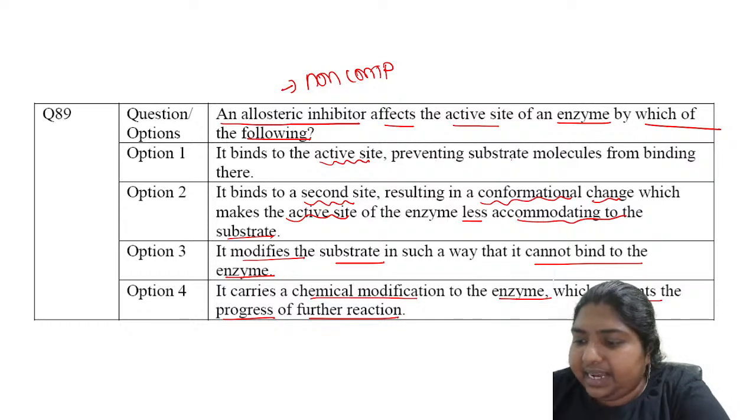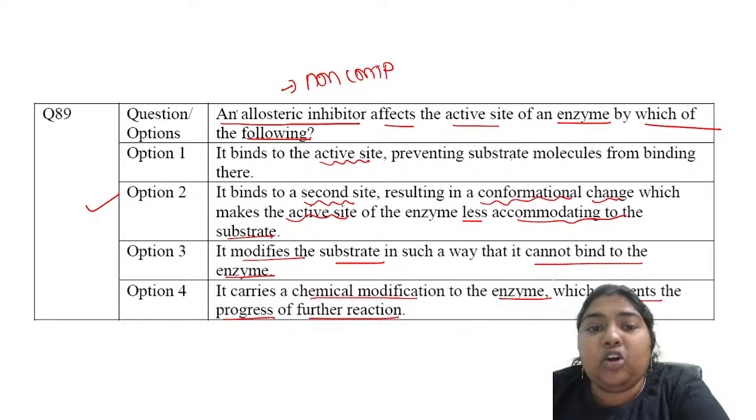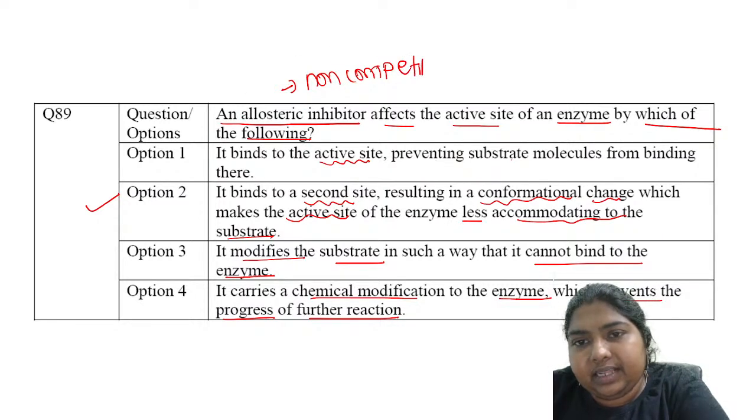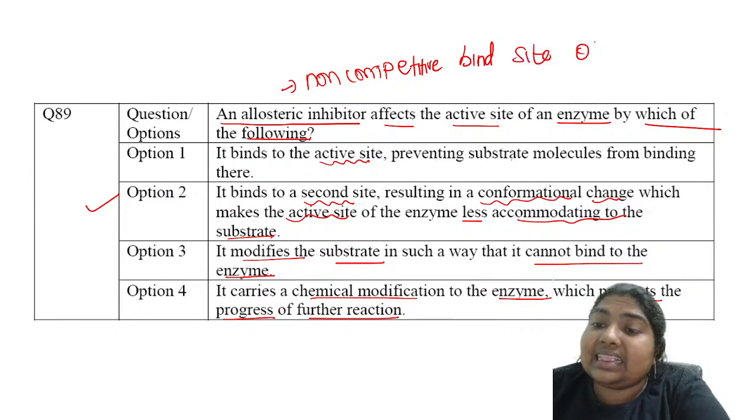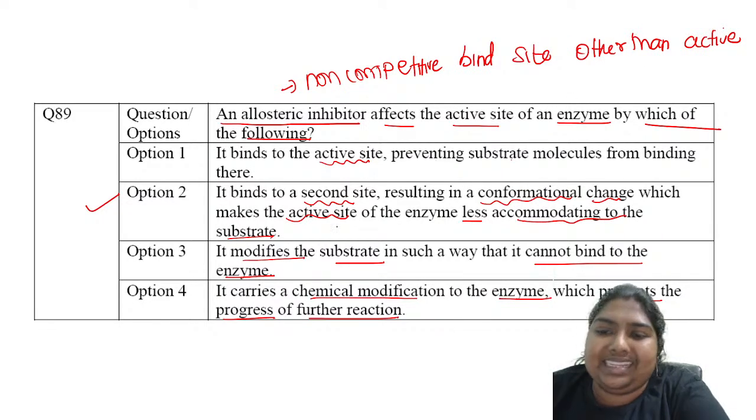Yes, everybody, which can be correct? Yes, Siji? Good. Others? Come on, everybody in the class. Yeah, it is going to be answer B. Allosteric inhibitor is nothing but a non-competitive inhibitor. So it is going to bind a site other than the active site. Since it binds to a site other than the active site, it makes the conformational changes. So that is what is happening here.